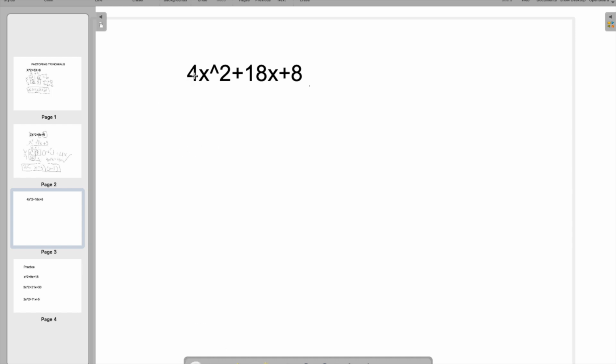So the next step is to divide each coefficient by 2. So 4 divided by 2 is 2, so 2x squared, plus 18 divided by 2, which is 9x, plus 8 divided by 2, which is 4.